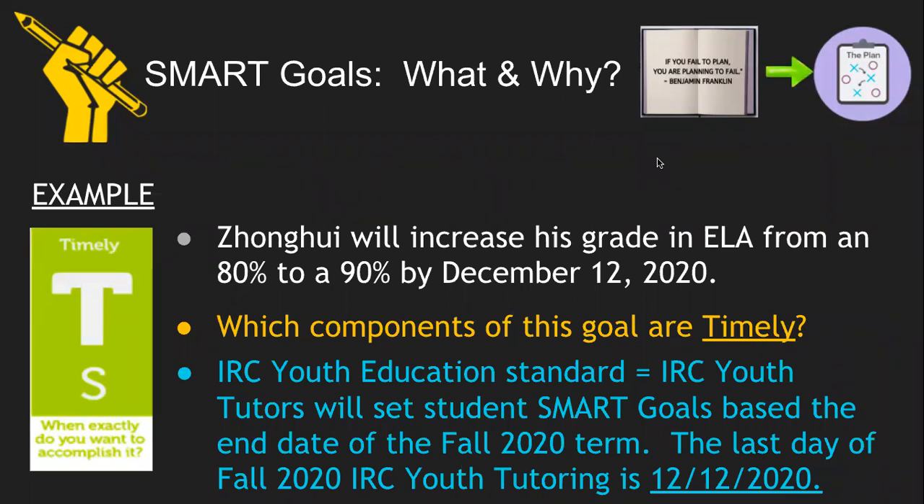And last, we ask ourselves which component of the SMART goal is T, timely or time-bound. All of the SMART goals this semester will end with the same end date, December 12th, 2020. This is the IRC Youth Education Standard. IRC Youth Tutors will set student SMART goals based on the end date of the fall 2020 term. The last day of fall 2020 IRC Youth Tutoring is 12/12/2020.